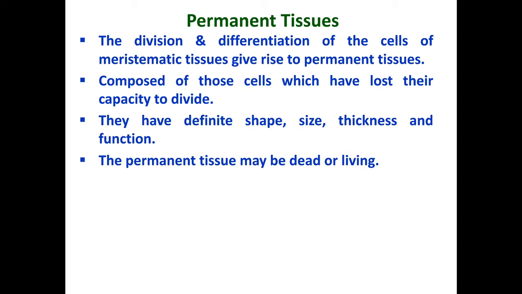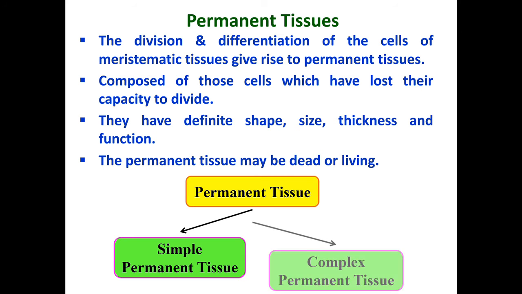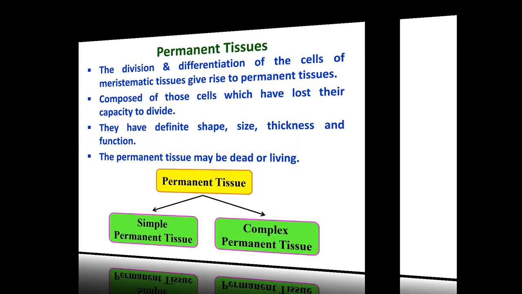Dear students, if we talk about their types, then on the basis of their structure and composition, the permanent tissues are classified into two types: simple permanent tissues and complex permanent tissues. Now students, let's understand about the simple permanent tissues.